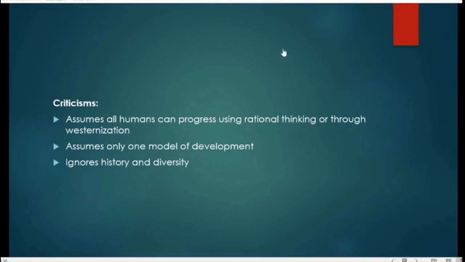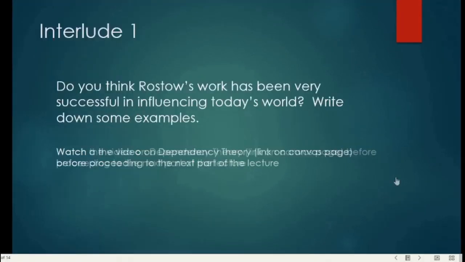So, criticisms of it. It basically assumes all humans can progress using rational thinking or through a way of westernization to achieve development. And it also assumes only one model of development, that all countries will go through similar stages of growth. So my first interlude here is: do you think Rostow's work has been very successful in influencing today's world? Write down some examples.